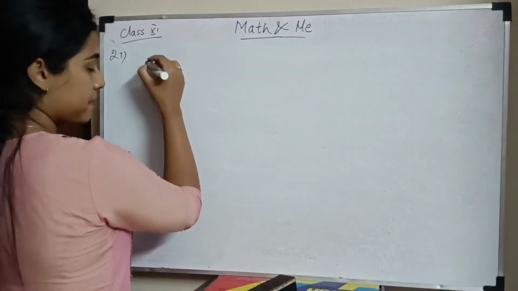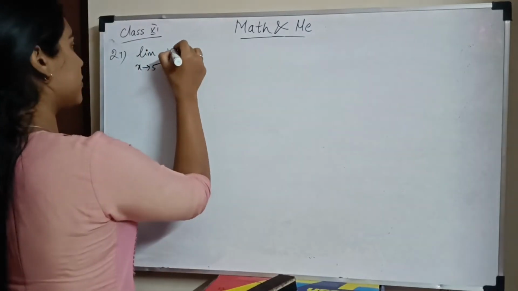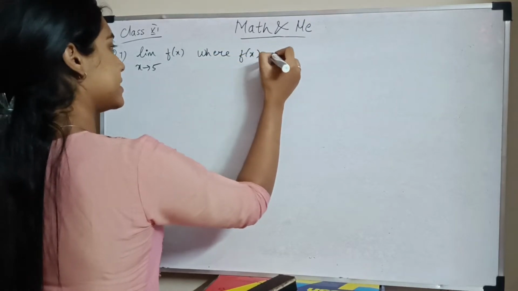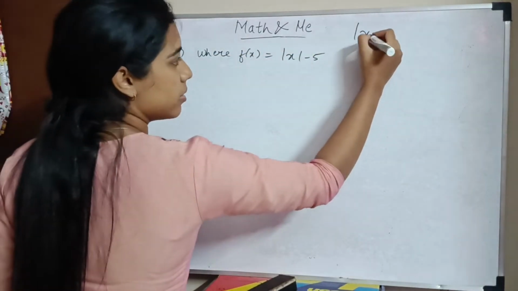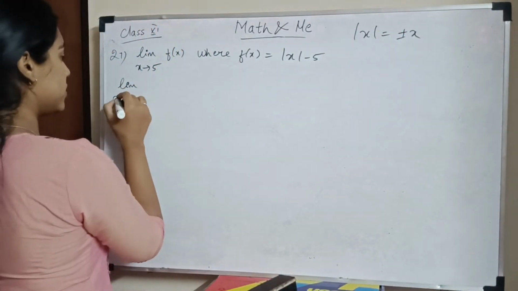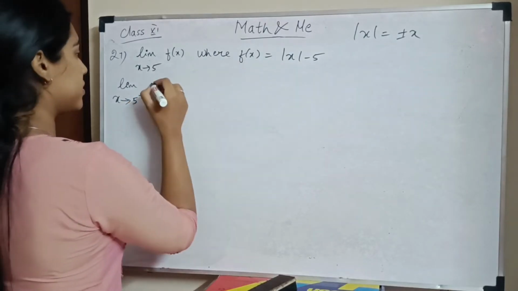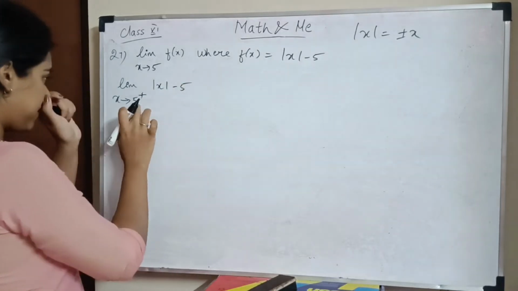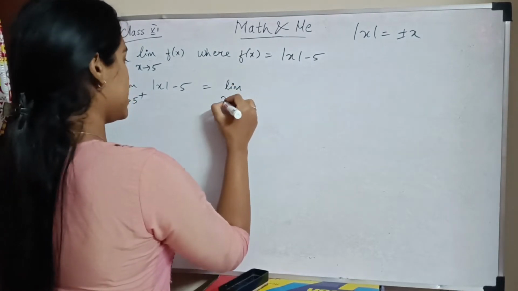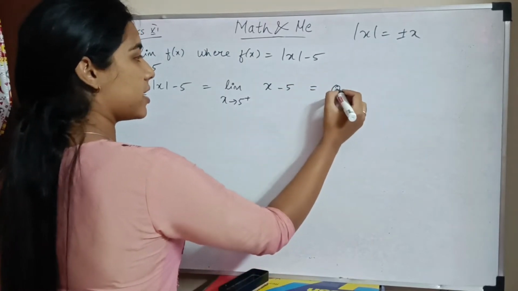Question 27. Limit x tends to 5 of f of x, where f of x is equal to mod x minus 5. Mod x enala value edukom? Plus or minus x. So in that what is your right hand limit? X tends to 5 plus. What do you have? Mod x minus 5. 5 plus na enna artham? Mod x will take the value plus x, which means limit x tends to 5 plus will be x minus 5. Value substitute panna enna agum?